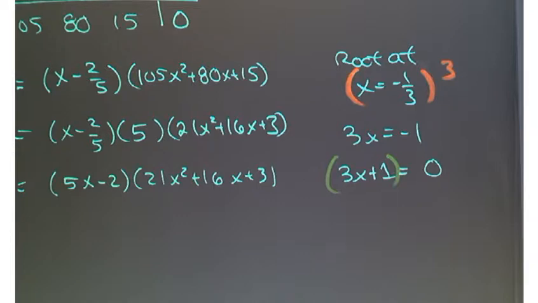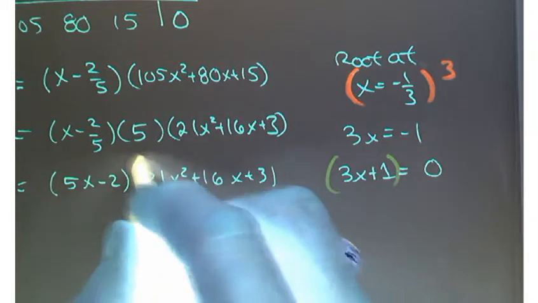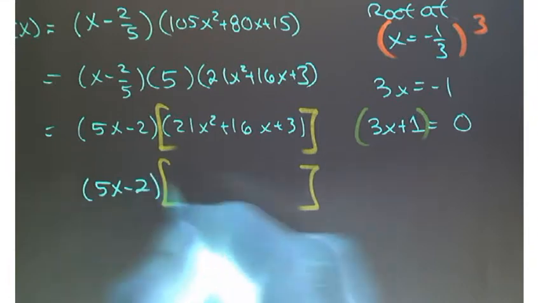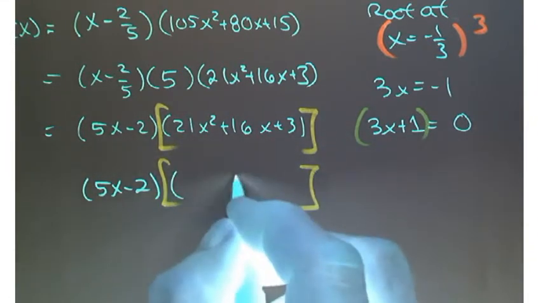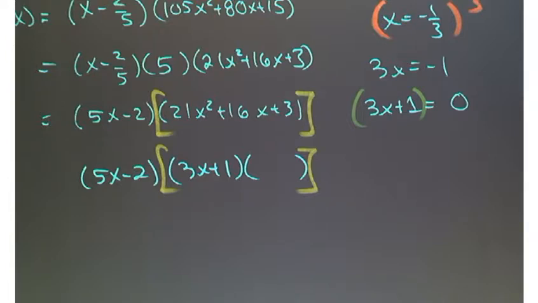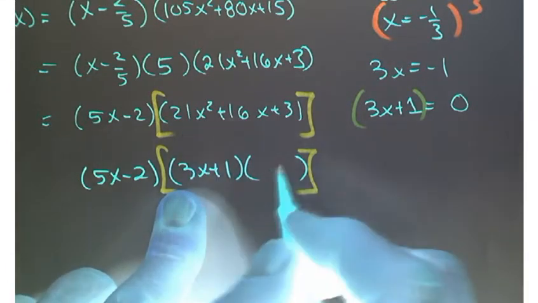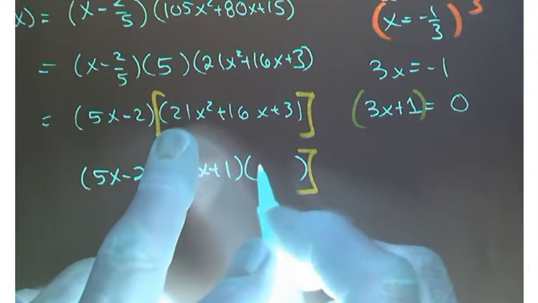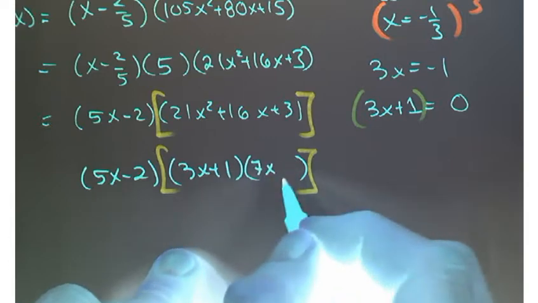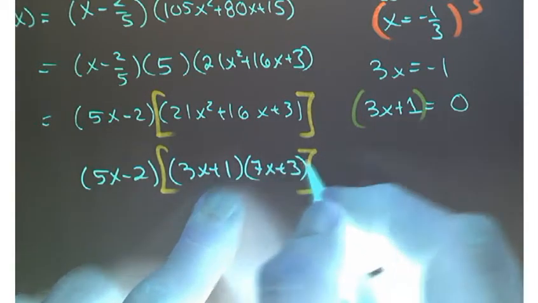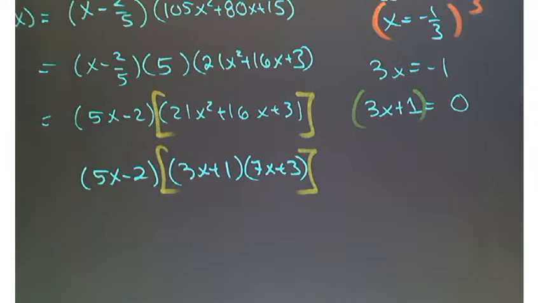Let me see if I can use that to help me factor. So we're going to focus in on this part right here. That term out in front, we're already good with that. We know where this is 0. That's 0 at 2/5. But it looks like one of the factors is 3x plus 1. Kind of get that one for free almost, right? Now, if this is 3x plus 1, I can figure out what this factor is. Because the first two of these terms have to multiply to what? 21x squared. So that'd be a 7x. The last two terms have to multiply to 3. Plus 3. So cool. Now it's completely factored.